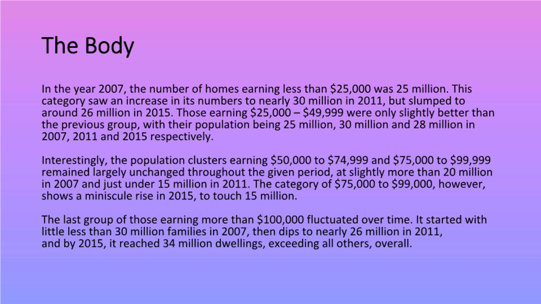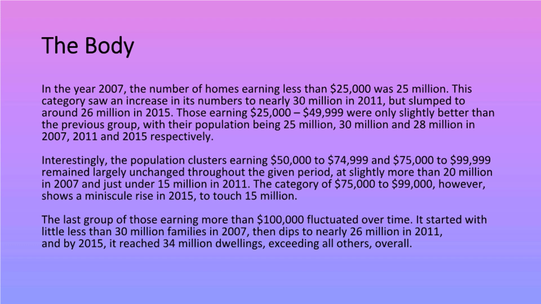Interestingly, the population clusters earning $50,000 to $74,999 and $75,000 to $99,999 remained largely unchanged throughout the given period, at slightly more than 20 million in 2007 and just under 15 million in 2011. The category of $75,000 to $99,000, however, shows a minuscule rise in 2015 to touch 15 million.